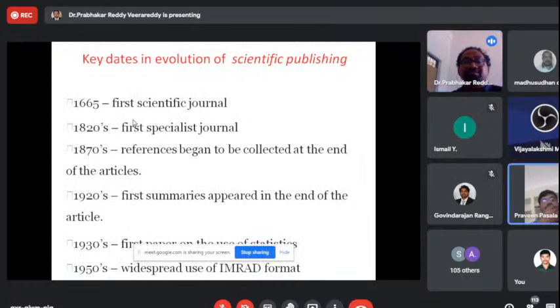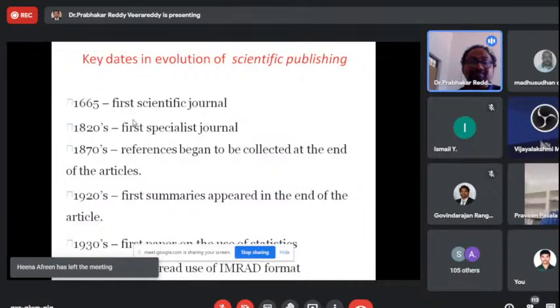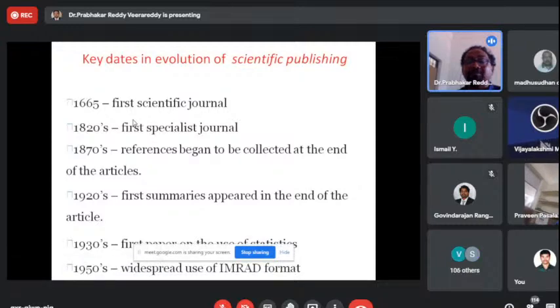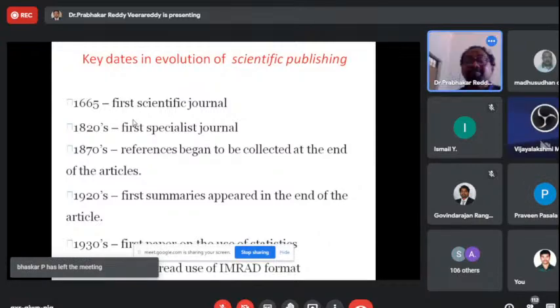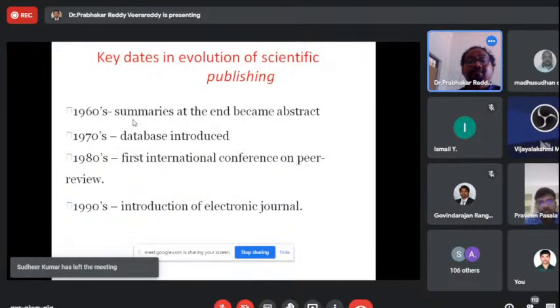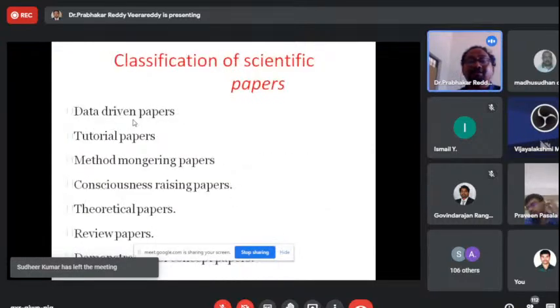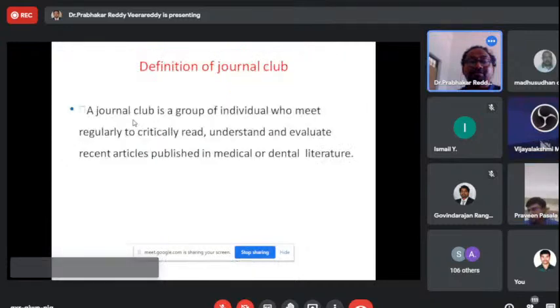So the very first scientific journal started in 1965. Then slowly, in 1820, the first specialist journal, in 1870 references began, in 1950 the first summary, and from 1930 to 1950 the IMRAD format. What is IMRAD? Introduction, materials, methods, results and discussion. Okay, this is the history of how your papers started.